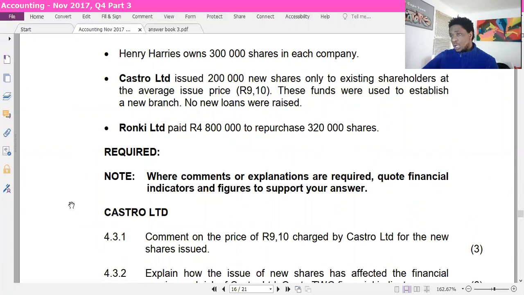So just before you get into the questions, they have a big note there. They say, where comments or explanations are required, quote financial indicators and figures to support your answer. Whether they put this note or not, always quote financial indicators and figures to support your answer as much as you possibly can. Because if you don't quote financial indicators, you lose a lot of marks. You should be able to, because most of these questions are about your opinion. And if you're making an opinion, you should be able to support it.